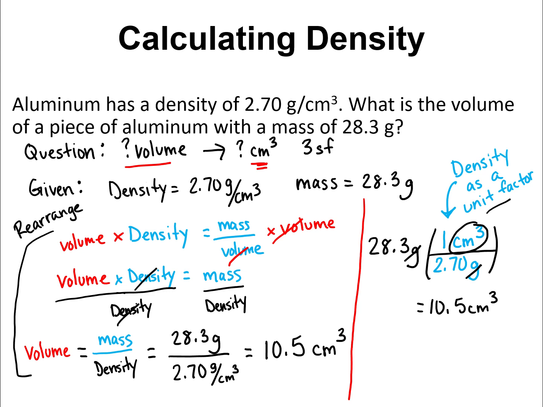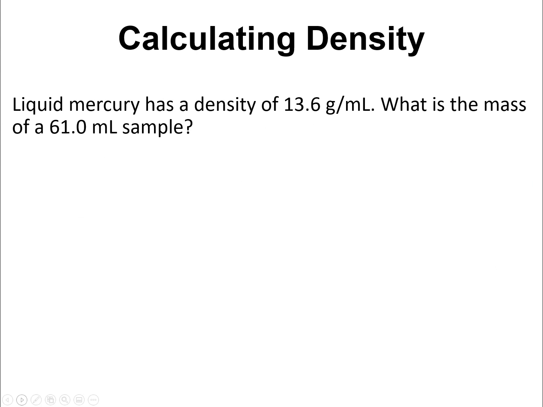Okay. Now I want y'all to try one on your own. You've got liquid mercury with a density of 13.6 grams per milliliter. Now, mercury is a metal, but it's a weird metal, and at room temperature, it's a liquid. What is the mass of a 61.0 milliliter sample?